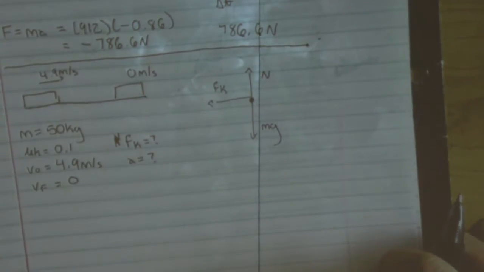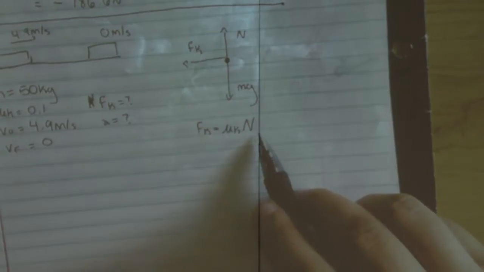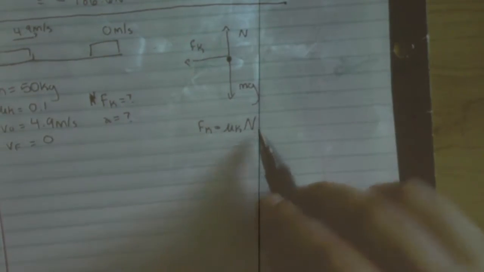So we can use, first of all, our frictional force equation, which is friction force is equal to the coefficient of friction times normal force. Right? So we have our coefficient. We don't have normal force.